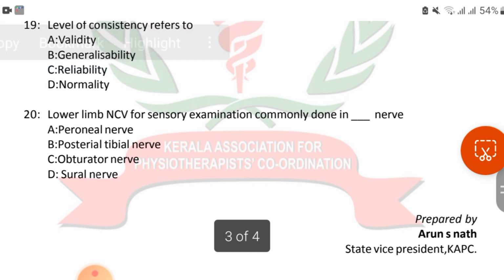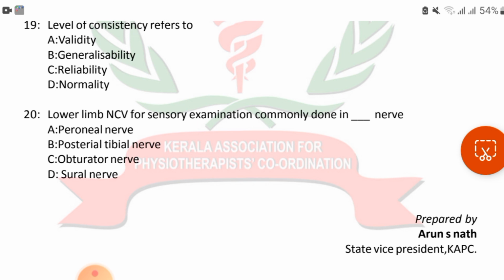Let's move towards the last MCQ, MCQ number 20. Lower limb NCV, that is nerve conduction velocity for sensory examination, is commonly done in dash nerve. Option A, peroneal nerve. Option B, posterior tibial nerve. Option C, obturator nerve. Option D, sural nerve.